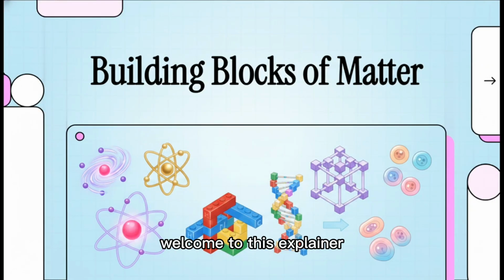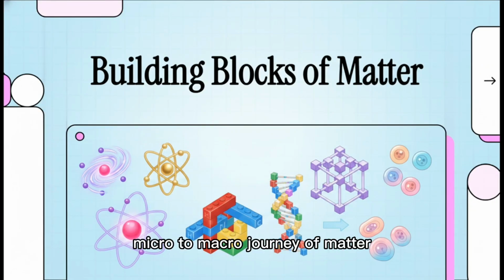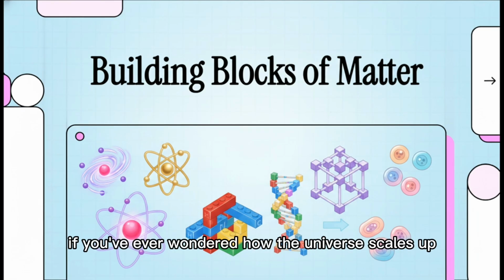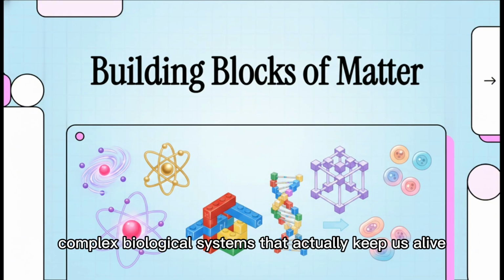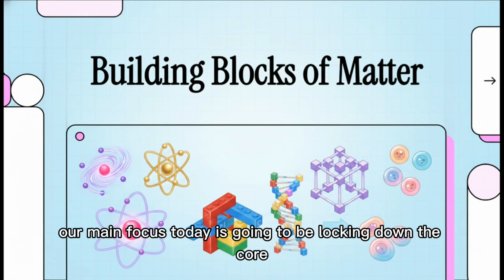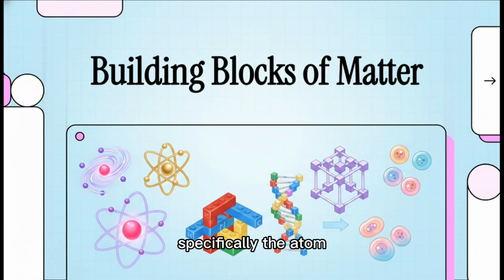Welcome to this explainer. Today, we're jumping right into the incredible micro to macro journey of matter. We're going to treat chemistry a lot like the ultimate set of universal Lego blocks. Seriously, if you've ever wondered how the universe scales up from completely invisible particles to the massive complex biological systems that actually keep us alive, you are definitely in the right place. Our main focus today is going to be locking down the core hierarchy of these fundamental blocks, specifically the atom, the element, the molecule, and the compound.